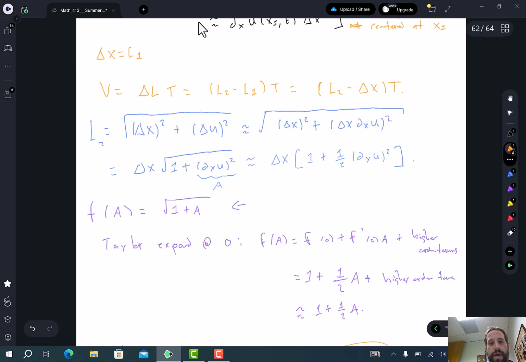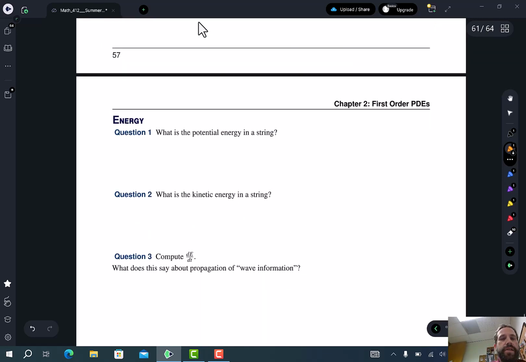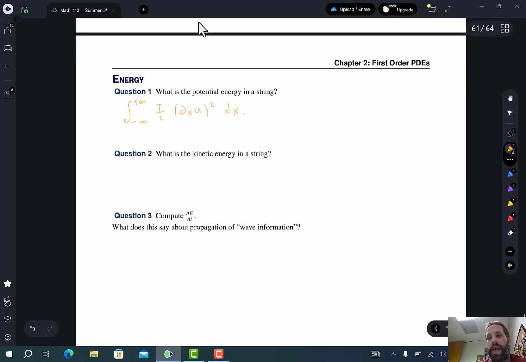Times the T. And so what this means is that the potential energy in the whole string is going to be the integral from minus infinity to positive infinity of T over 2, that's a constant, times the x derivative of u squared dx.